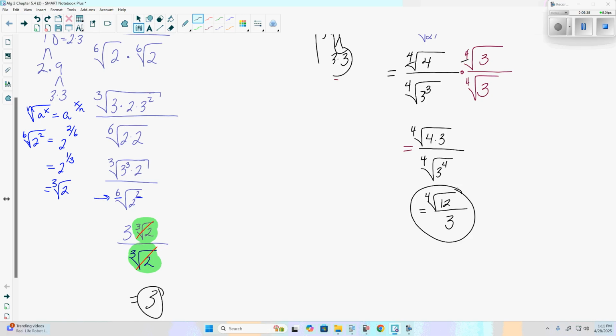12 all over 3. So if we had changed it from the 4th root of 4 to the square root of 2, we can't do that multiplication. I can't just multiply the square root of 2 and the 4th root of 3. Those aren't the same. Yes. Questions on these here? All right.